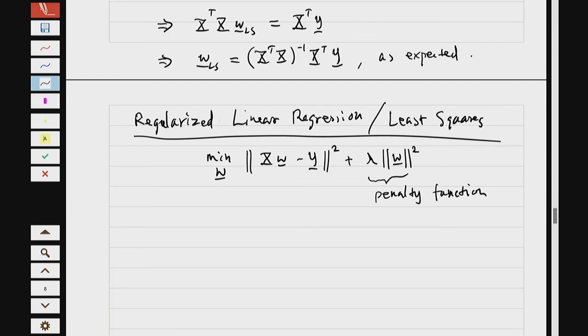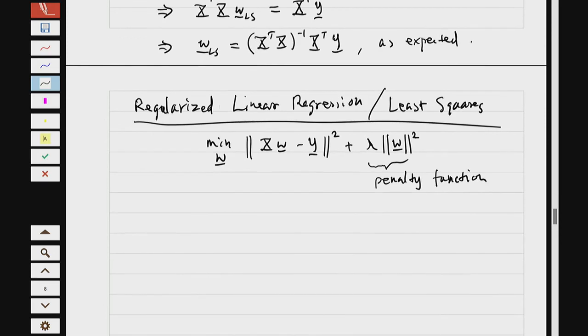What are we penalizing? Yeah, because we want to minimize this whole thing, right? So we don't want this weight to be too big, basically. So it is against large weights, or the large 2-norm of W, if you will.